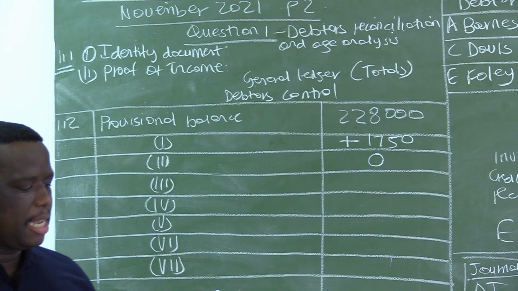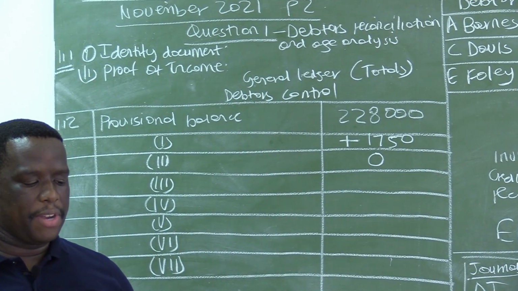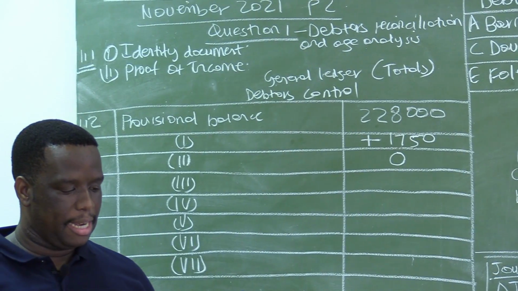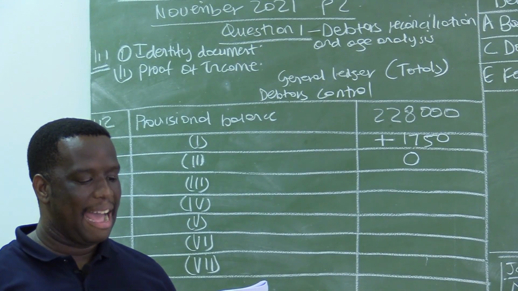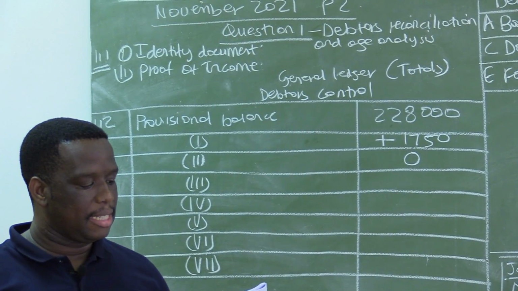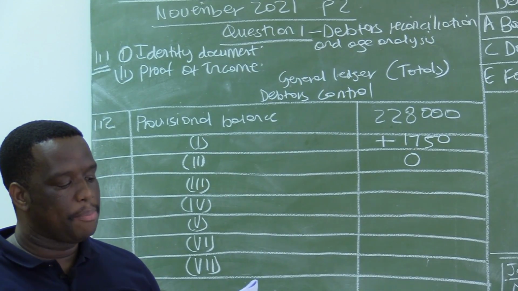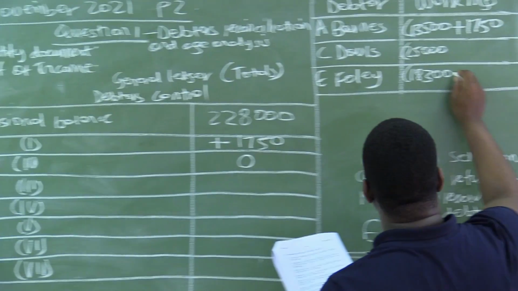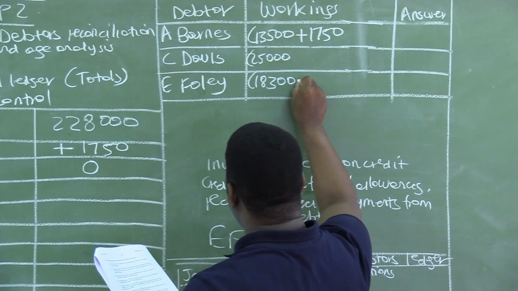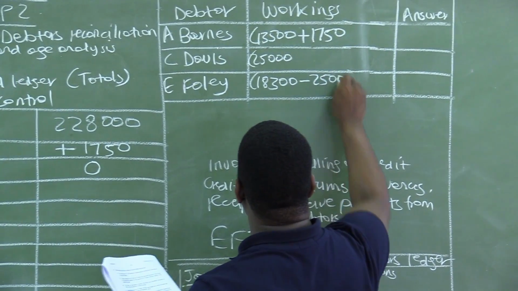What is it saying? It says that a direct deposit of 2,500 by e-Foley was correctly recorded in the journal, but incorrectly posted to the account of e-Forged, another debtor, in the debtor's ledger. And this was a direct deposit. This person was paying. So it means we need to go to his account. This person has paid. That's minus 2,500.